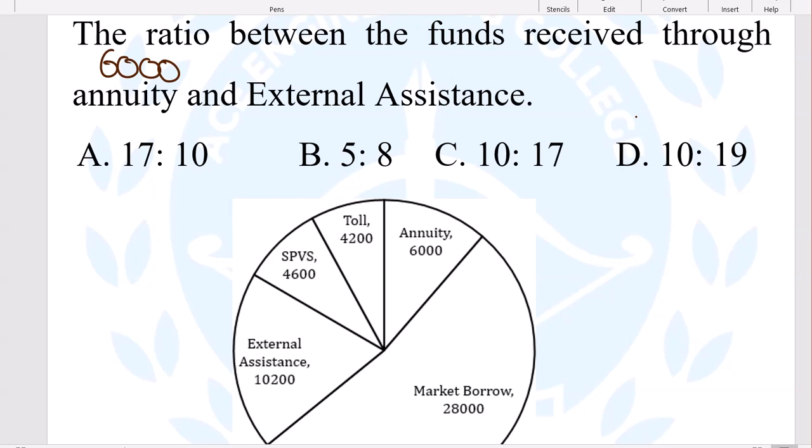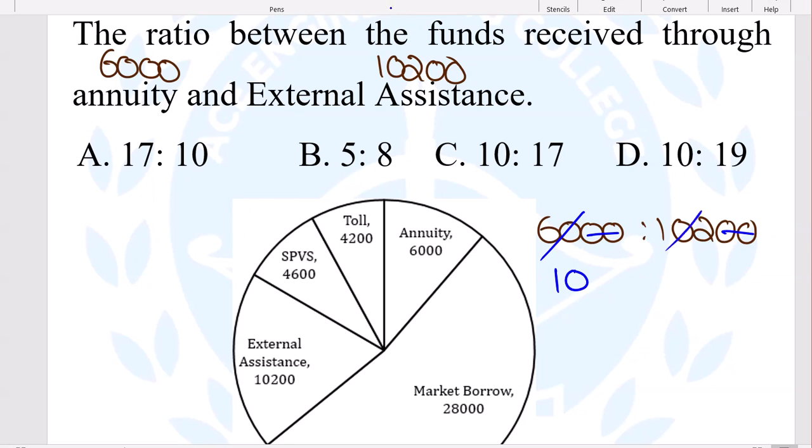External assistance is 10,200. You need to just divide this 6,000 by 10,200. You need to find common terms for cancellation. If it is crores also, it is a ratio, no common things, it will cancel. Will get cancelled. So then it is 10 to 17.